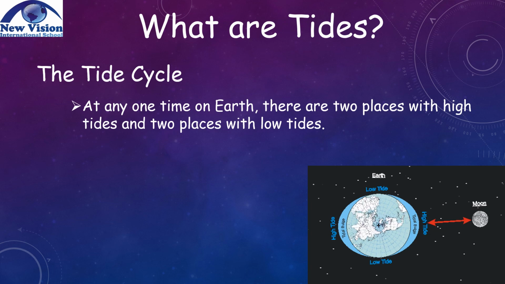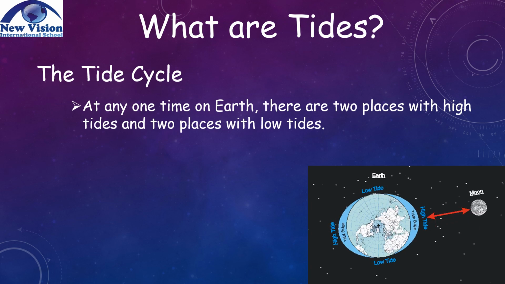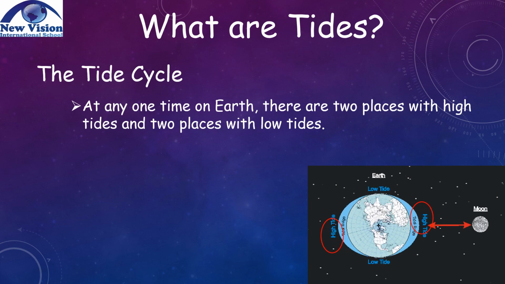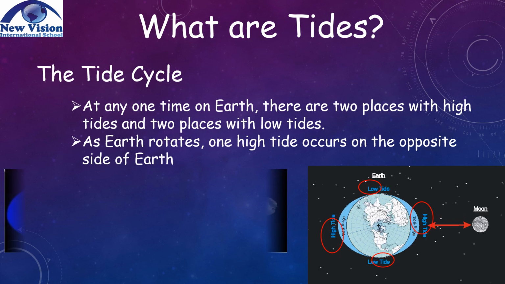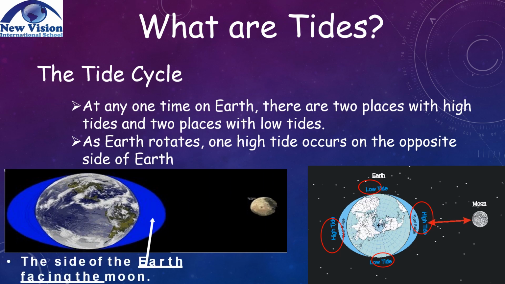At any one time on Earth, there are two places with high tides and two places with low tides. As Earth rotates, one high tide occurs on the opposite side of Earth, the side of Earth facing the moon.